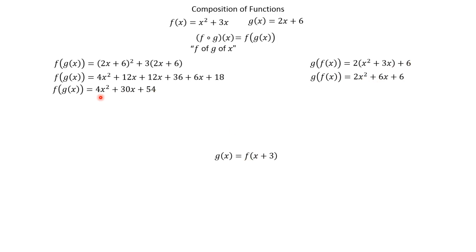Here's writing the actual composite functions. Sometimes, though, we're going to be evaluating. And when we're evaluating composite functions, there are two main types that we end up evaluating. The first is with equations. So let's bring the two equations back. f of x equals x squared plus 3x and g of x equals 2x plus 6. And we want to evaluate f of g of 2.